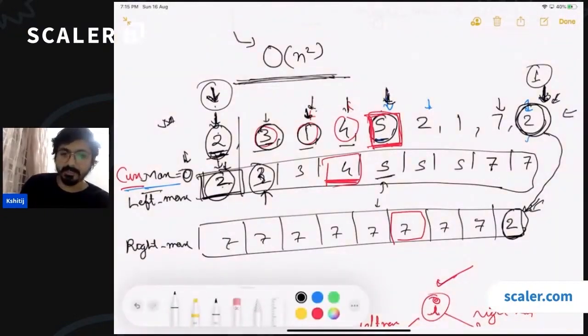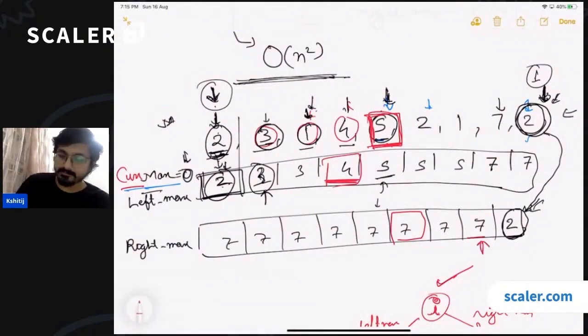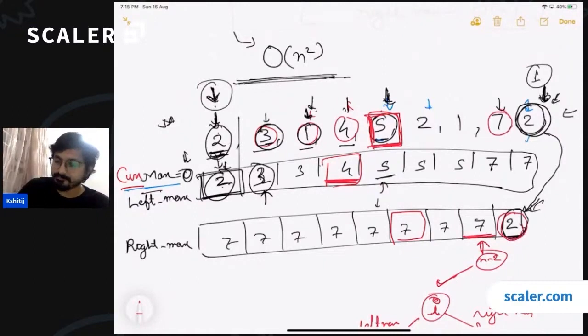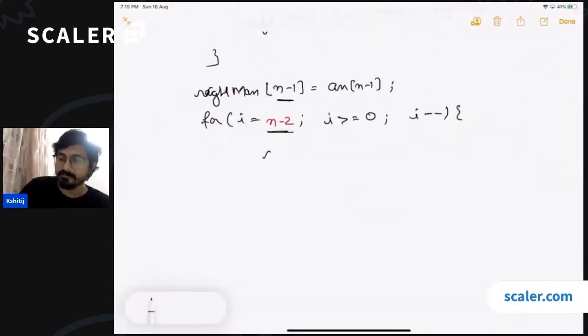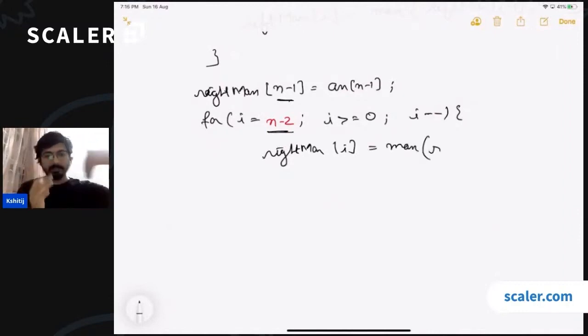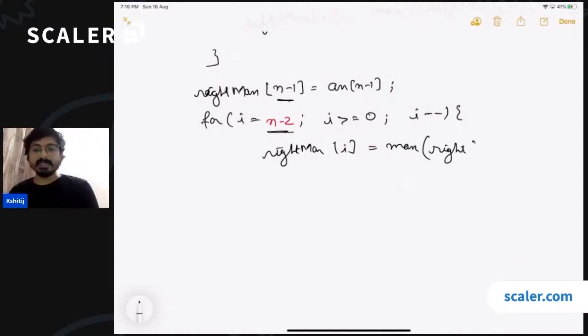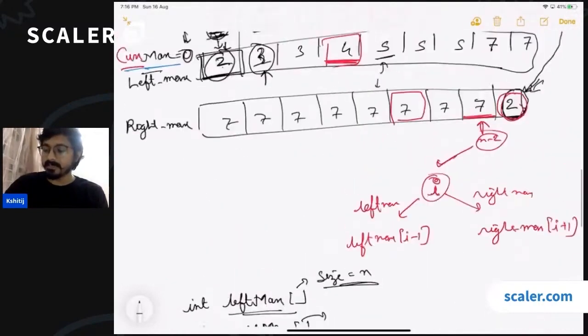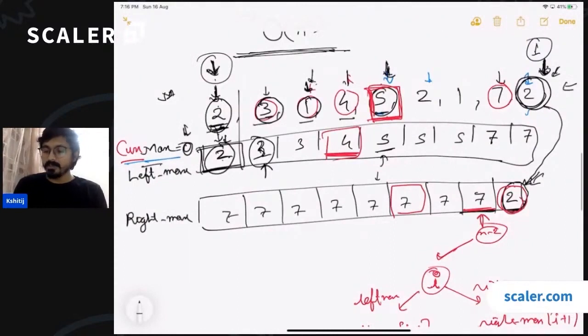We'll be starting this from n minus 2, and right max of I is going to be the maximum of what will come here. Yes, it should be I plus 1, because when I'm checking for this index I, the next one is I plus 1, not I minus 1. In case of left max, we were comparing with the previous index. Now we are comparing with the next index. So this is going to be right max of I plus 1 and the current array value. Now we have the left max and the right max arrays populated.